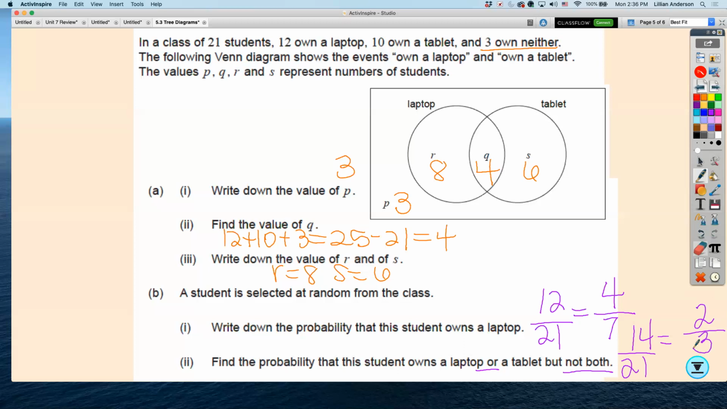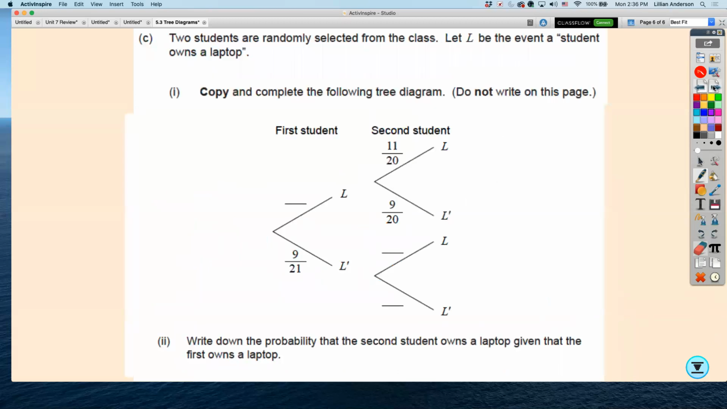Now, this is a long response one, so there's more to this. There's a part C, there's a tree diagram, and there's a part C double I. So I'll give you guys a second to write this down. One thing too, you see how this says do not write on this page? That's because in your long response ones, there's never lines underneath, which means that they're always done in a separate booklet where you do your work, okay?